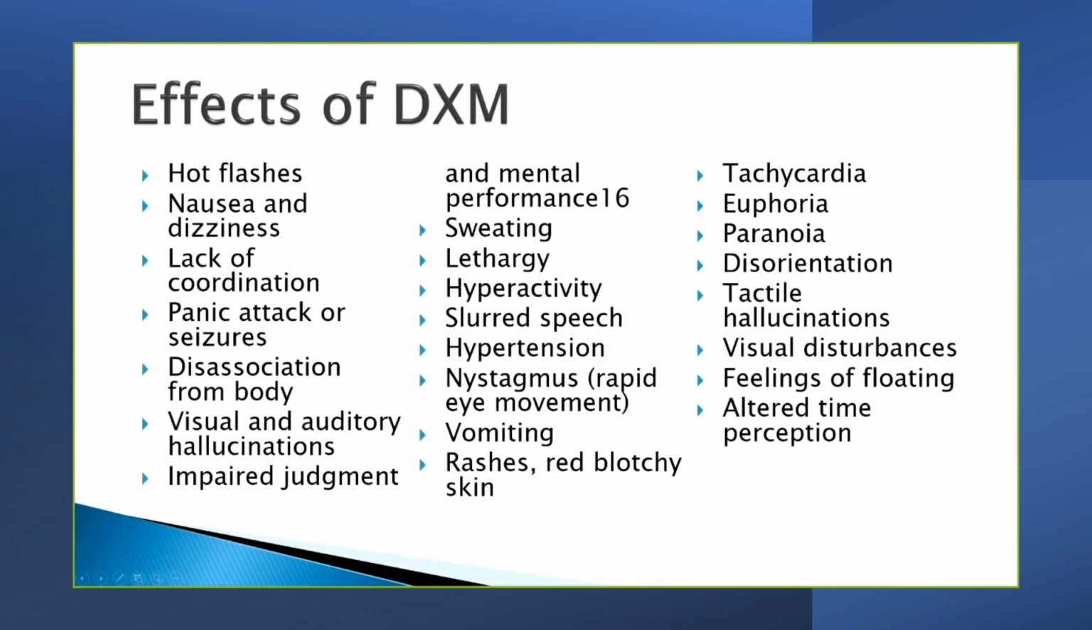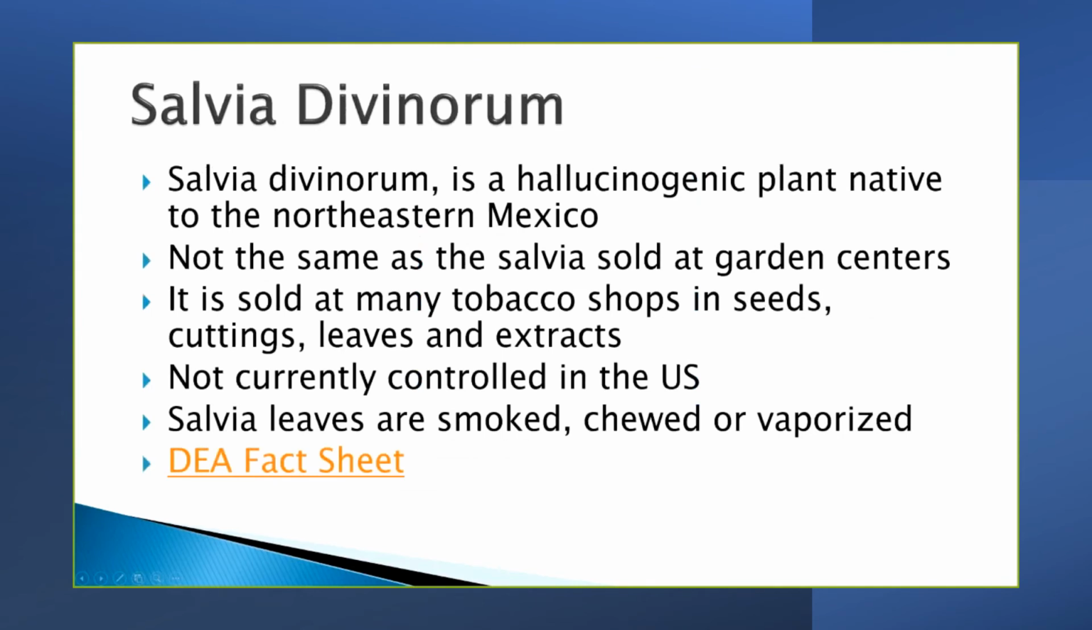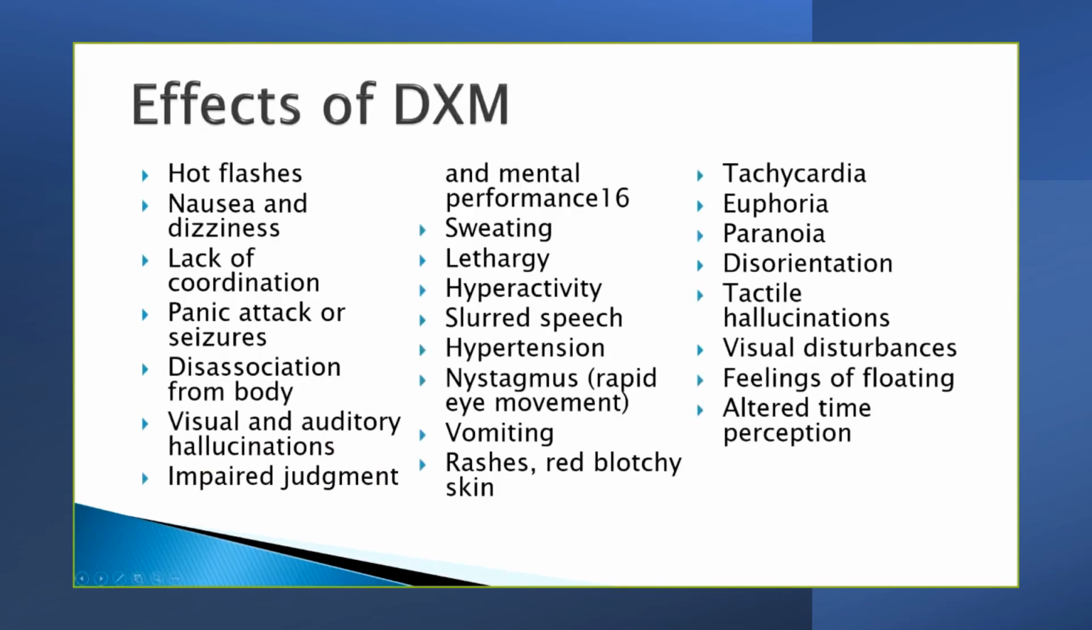Effects of dextromethorphan. Okay, there's a whole lot of them. One of them, remember I said the eyes are our clue, nystagmus, that rapid eye movement, at higher doses, maybe there when people take dextromethorphan. Lack of coordination, nausea, dizziness, hallucinations, impaired judgment.